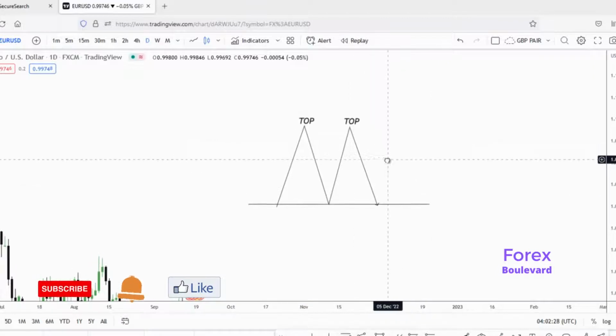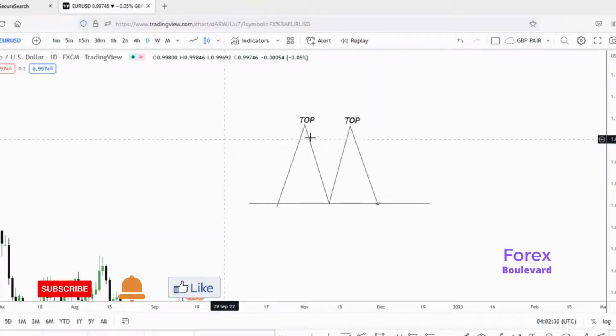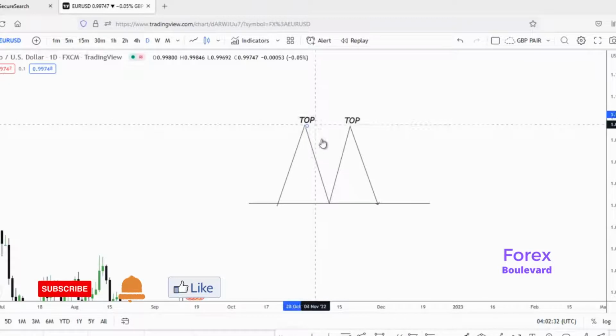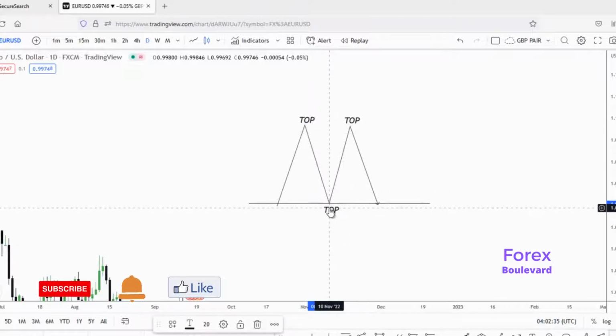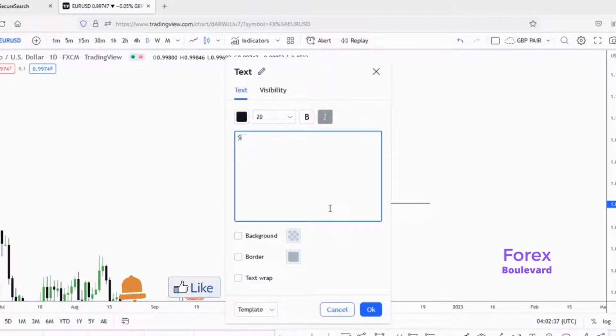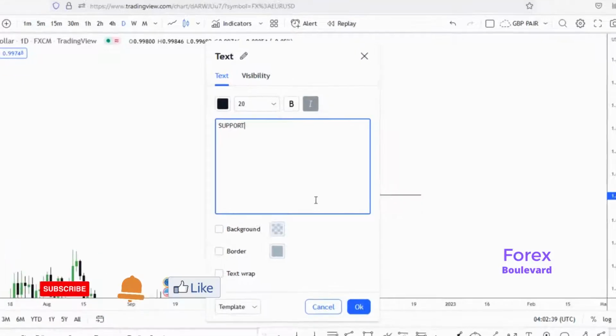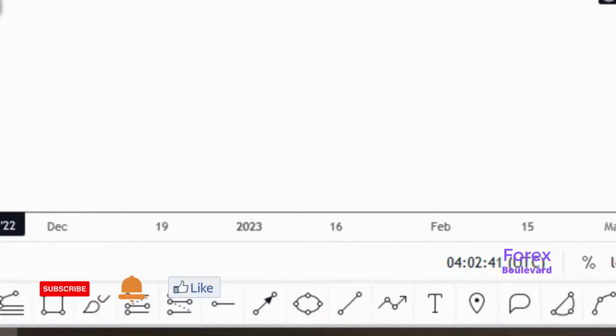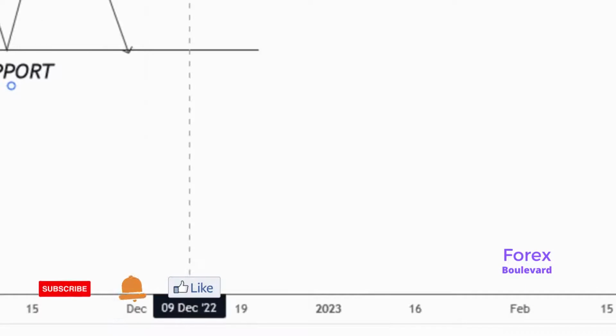Okay, so this is the idea. All right, and then this neckline forms something called a support. Okay, so this is just the basic information, the basic idea behind the double top.